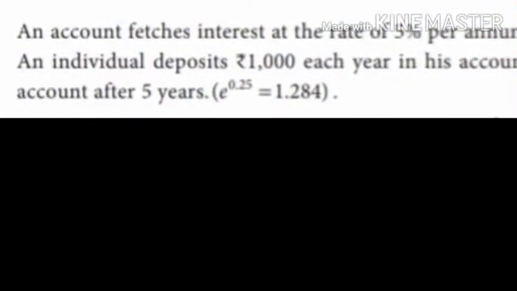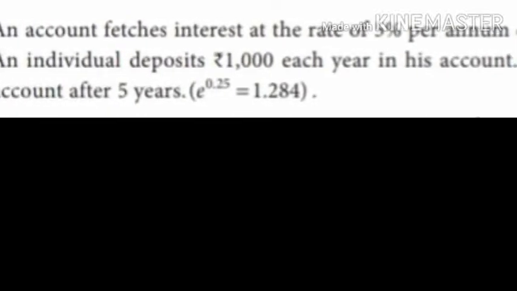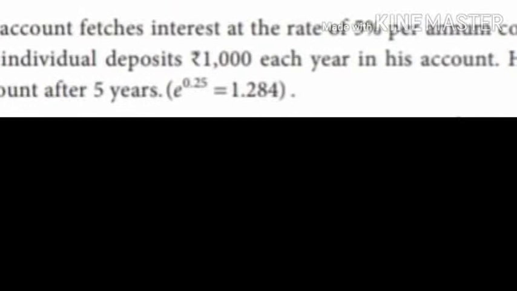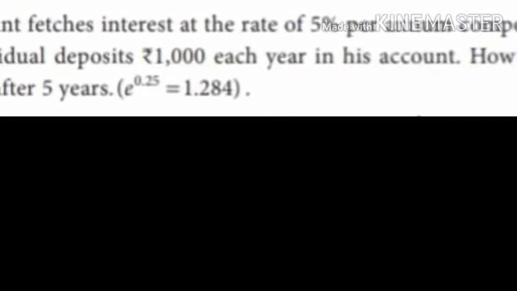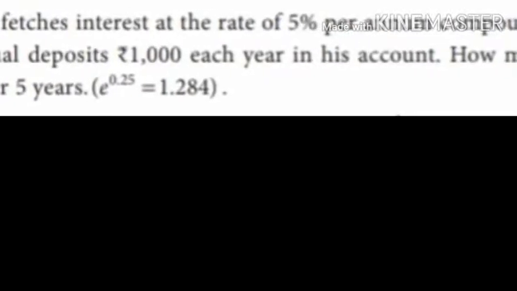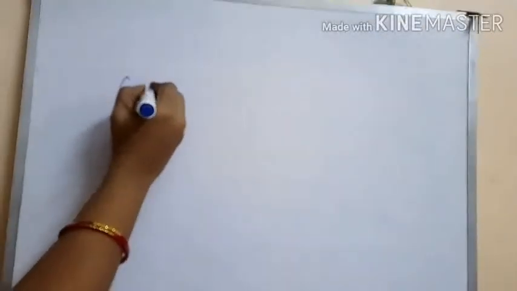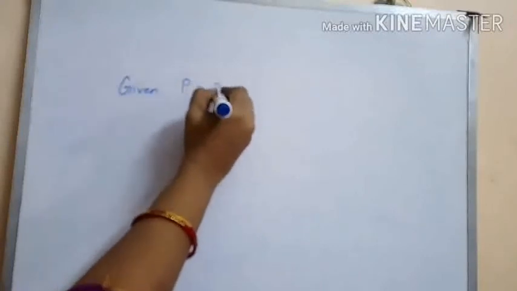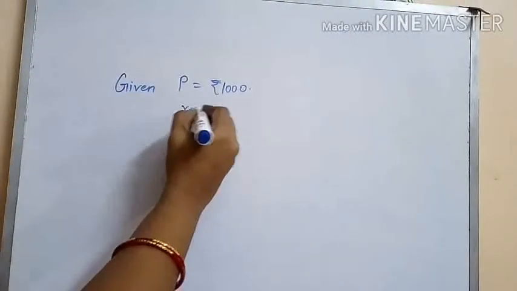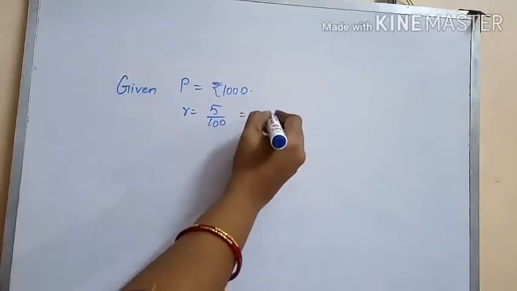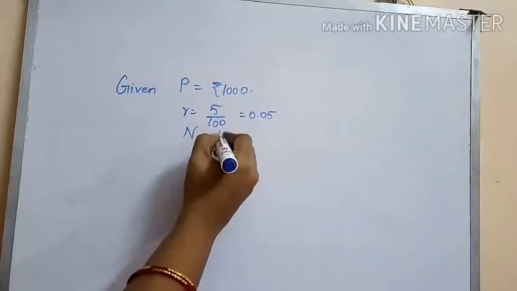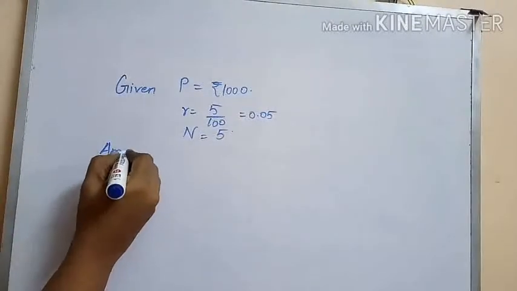The next problem for today's session is: an account fetches interest at the rate of 5% per annum compounded continuously and an individual deposits rupees 1,000 each year in his account. How much will be in the account after 5 years? Given e to the power of 0.25 is equal to 1.284. Here we are given that P is equal to rupees 1,000 and rate of interest R is equal to 5 by 100, so 0.05, and n is 5 years.